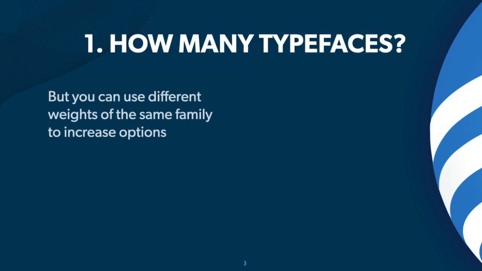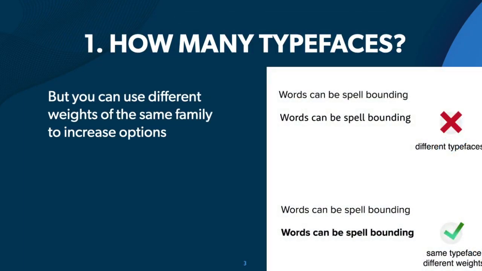If we have a look at this example here, in the top there, well, words can be spelled by ring. In that top example, that is different typefaces, and you can kind of see the difference there if you look at the G. So it is different typefaces. But another option is not to change the typeface, but change the actual weight of the same typeface. So if you can see the bottom example there, it is bold, but it's still the same typeface.